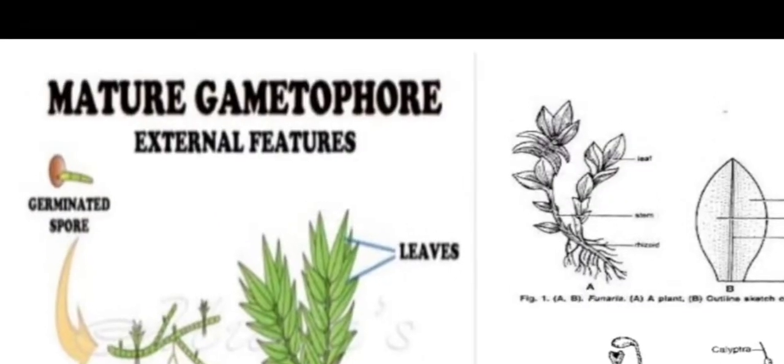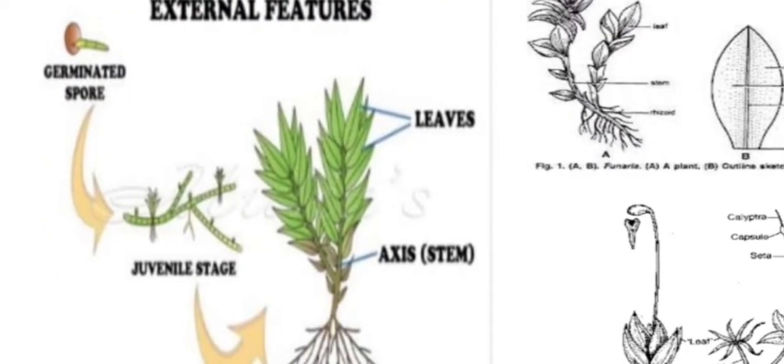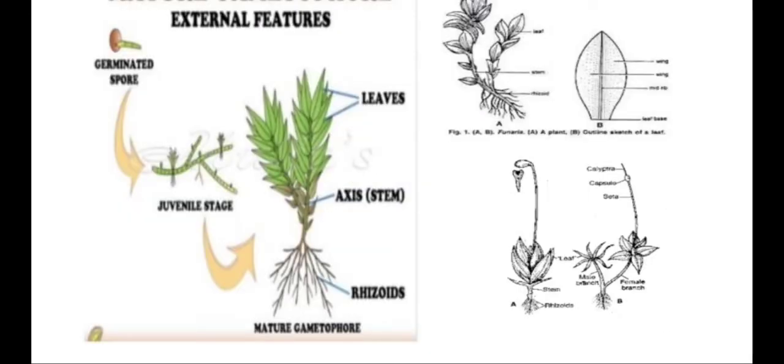So you can see here the mature gametophore and its external features. And you can see that branched rhizoids are there with oblique septa, bearing an upright stem covered with the leaves.